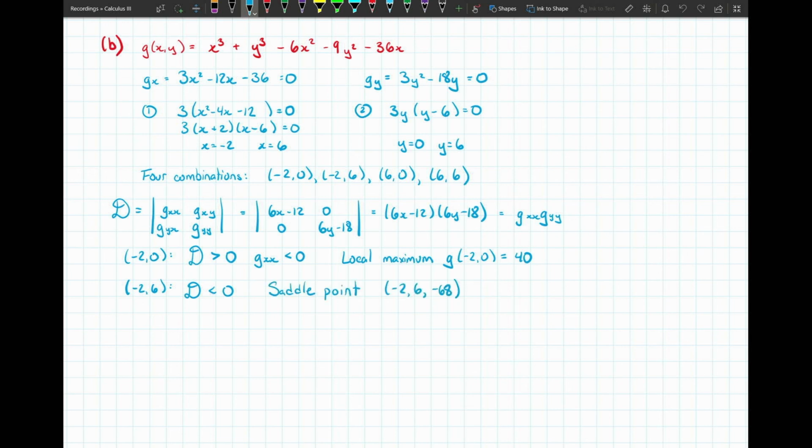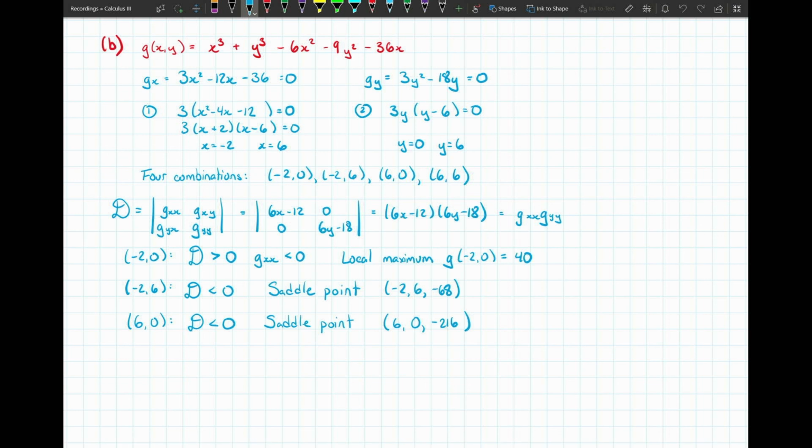There's our saddle point. As for our third point, we have x equals 6 and y equals 0. That means that this first factor is going to be positive now, but the second factor is negative. And when we take the product, that tells us that the discriminant is negative again. This gives us a second saddle point. When x is 6 and y is 0, you can check that z is equal to negative 216.